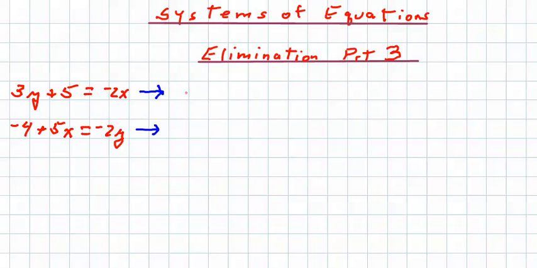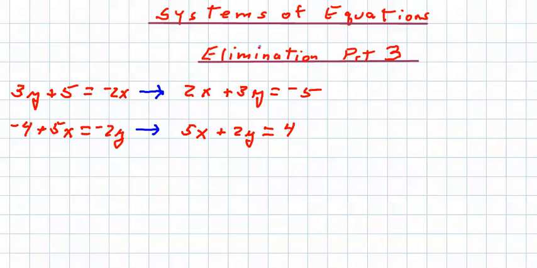So I'm going to add 2x to both sides. 2x plus 3y equals, and I'm going to subtract 5, negative 5. I have 5x. I'm going to add 2y to both sides. And then I'm going to add 4 to both sides. All right. Now, there's no number that I can multiply 2 by to get 5, or 2 by here to get 3 without involving fractions.